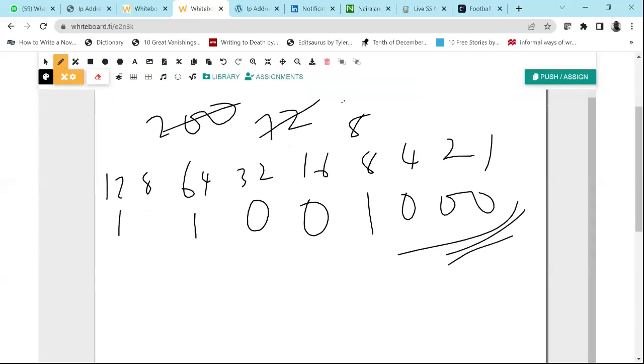So you see, it's pretty straightforward to convert from binary back to decimal and from decimal back to binary. You guys have done great. So let's move on.